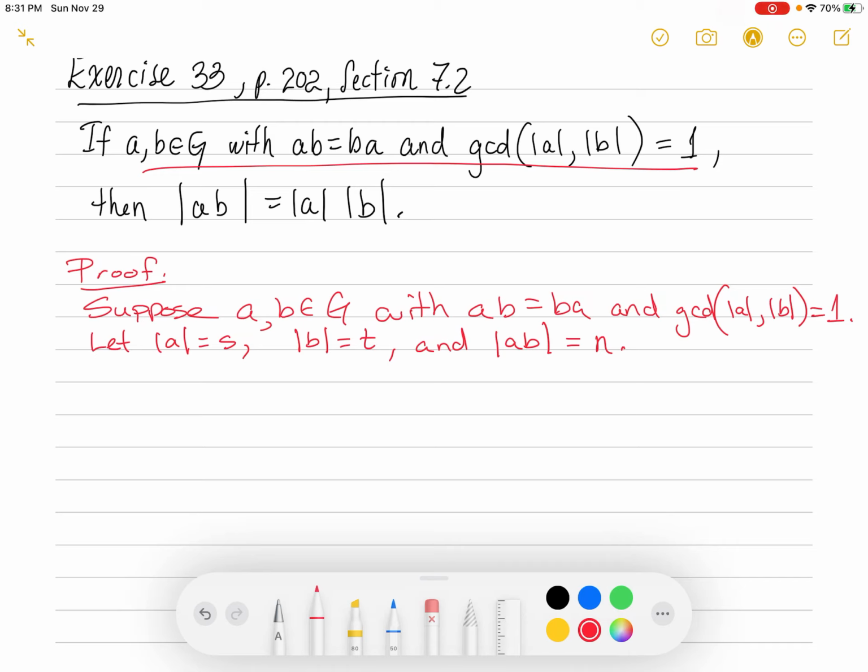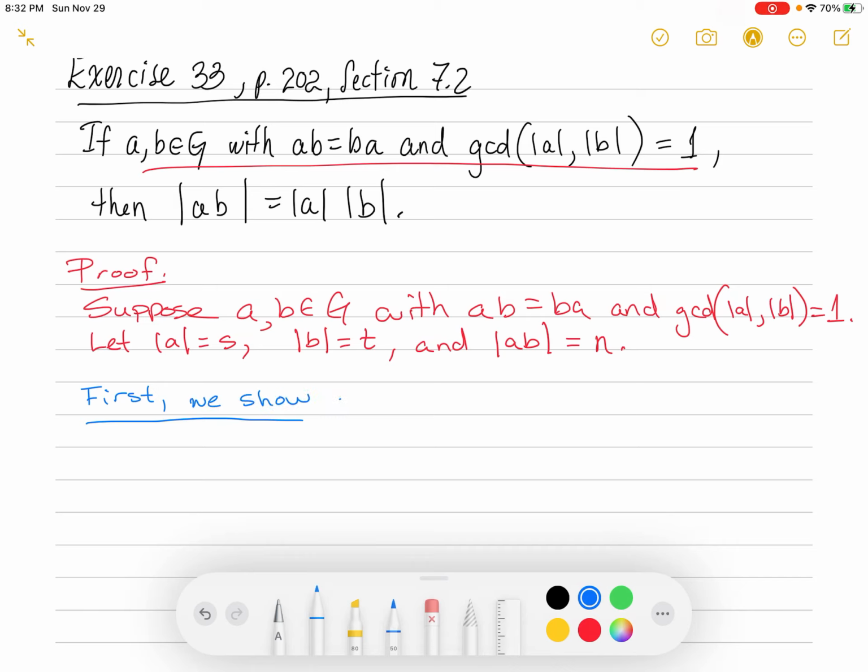So basically what I want to show is that N equals ST. First, I'm going to show that N is less than or equal to ST. And after that, we're going to show ST is less than or equal to N, so therefore they'll be equal. So first, we show this.